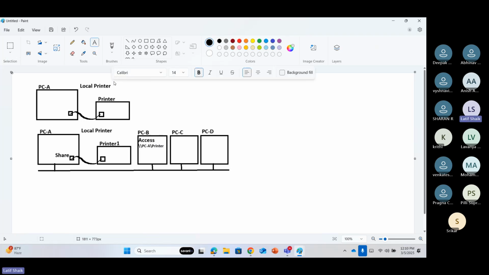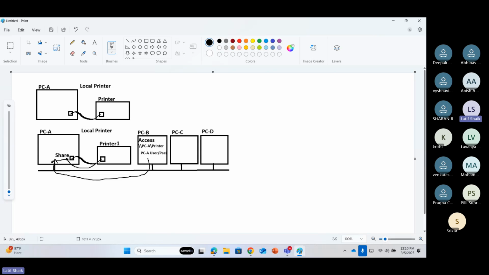Okay. So you should know the PCA username and password also. Then only you'll get a printout. So here, you give a print. The print will go to this PCA, then it will give it to the printer. Then you will get a printout from printer 1.